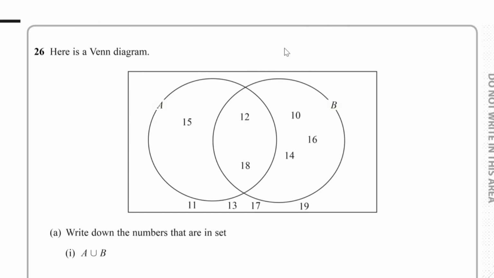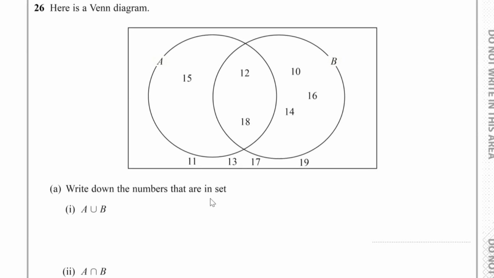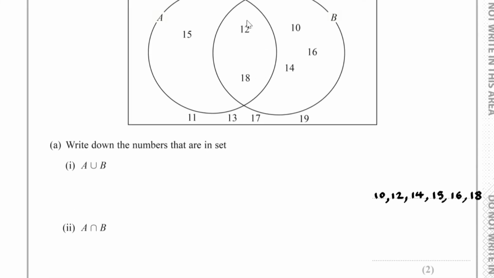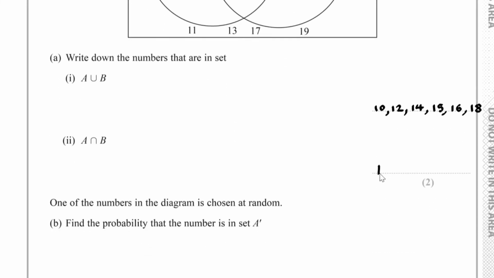Question 26. Here's a Venn diagram. We have to write the numbers that are in the set A or B. Well, I've got 15, the 12, the 8, the 10, the 16 and the 14. So we need to write down those numbers as we see here. Now the set in A and B, well, I've got the 12 and the 18.